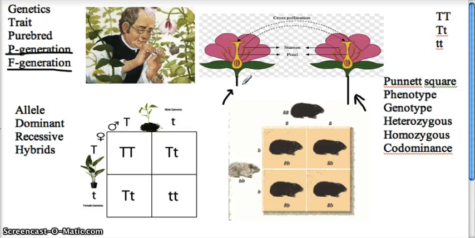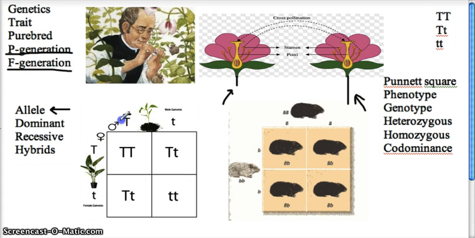The gene that controls the stem height has one allele. Allele is a term in this section. Different forms of a gene are called alleles. So one allele would be tall stems and one allele would be short stems. And you have an example right here.